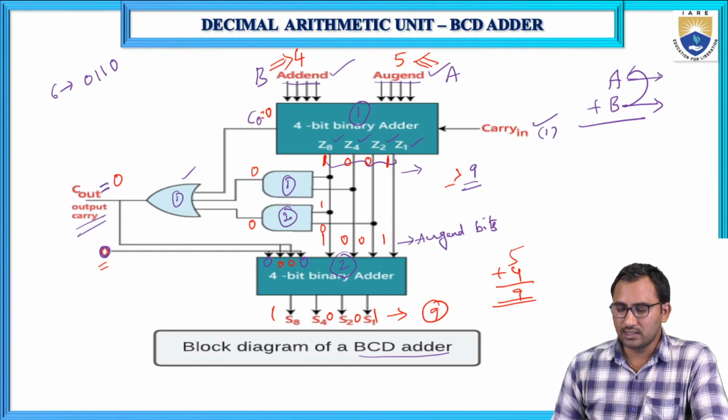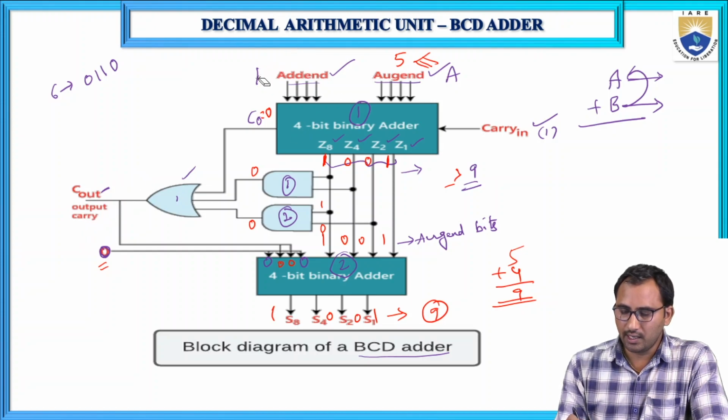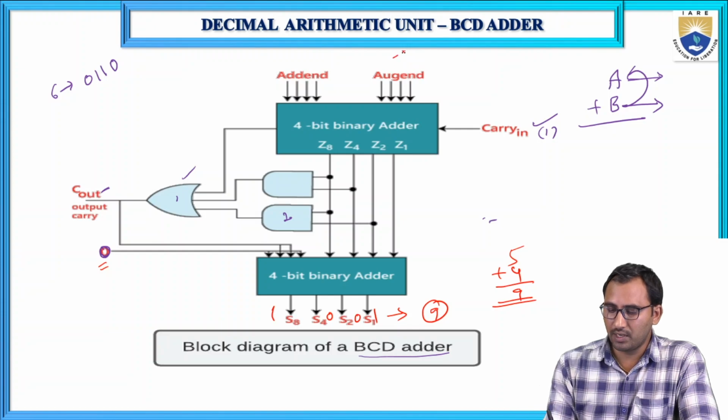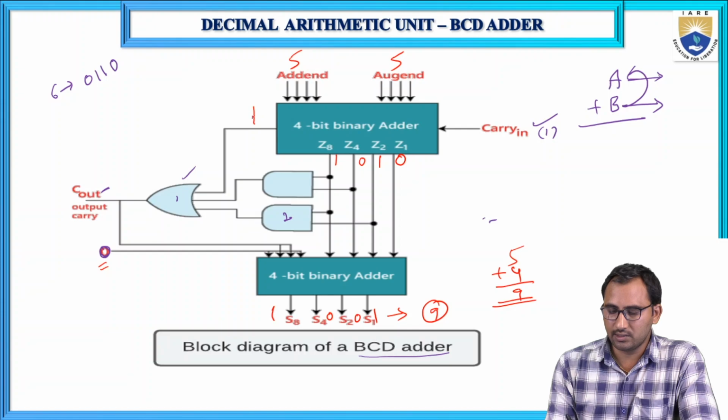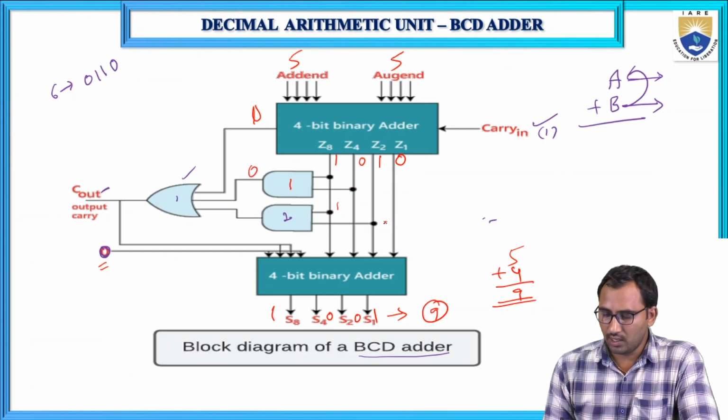But if you consider another number, 5 plus 5, what will you get? You will get 1 0 1 0 as the sum. Here the carry is 0. What is the output of the first AND gate? Here 1, here 0, so 0. And here 1, here 1.